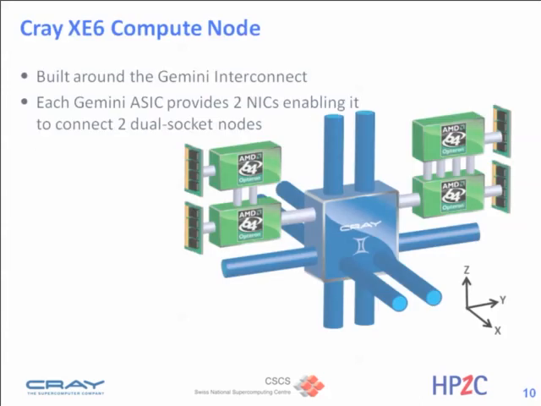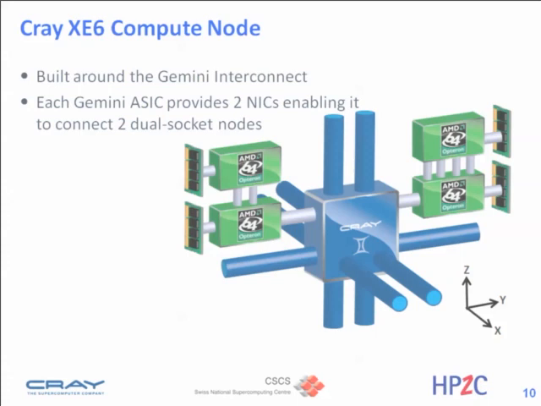So let's start looking at the XE6. There is a bit of terminology that we need to agree upon, and then I'll show you some slides later on. What is shown here is the XE6 compute node. Okay? The XE6 compute node is built around this, which is the Gemini interconnect. The Gemini interconnect provides two network interface controllers. And so one Gemini interconnect is connected to two nodes.